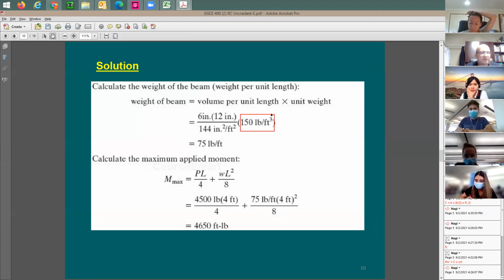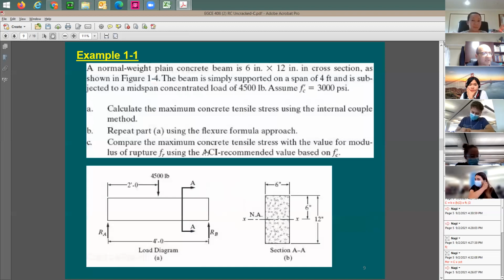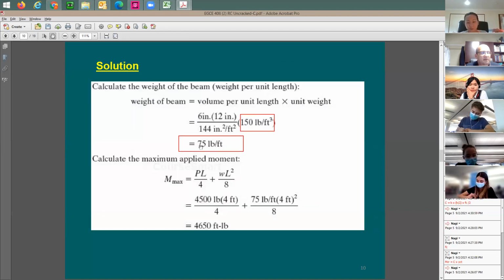So we do the analysis and we come to the conclusion that the weight of this beam is 75 pounds per foot. So each foot of this beam throughout its length, which has a span of 4 feet, weighs 75 pounds per foot.